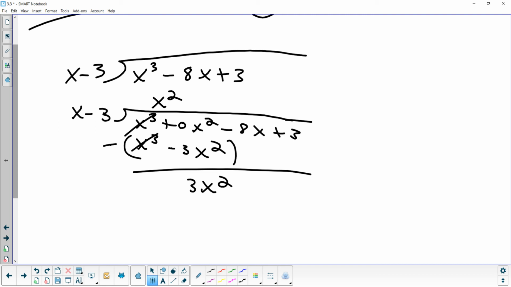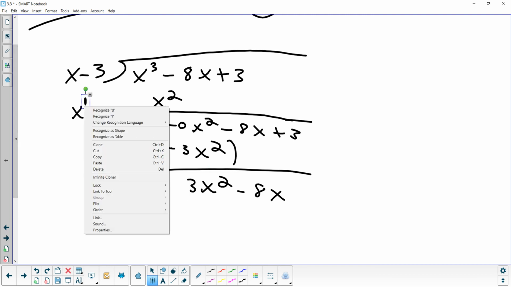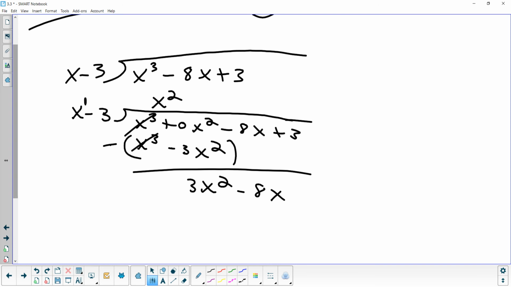And Leilani, what's my next step so I can do the process again? Like bring down the next term. Good. So start over. Bring down the next term. Now, look at the degree of what I'm pointing to. That's a degree 2. That's a degree 1. We have to keep going until the degree here is less than the degree here. Okay? So it was a 3, now it's a 2.